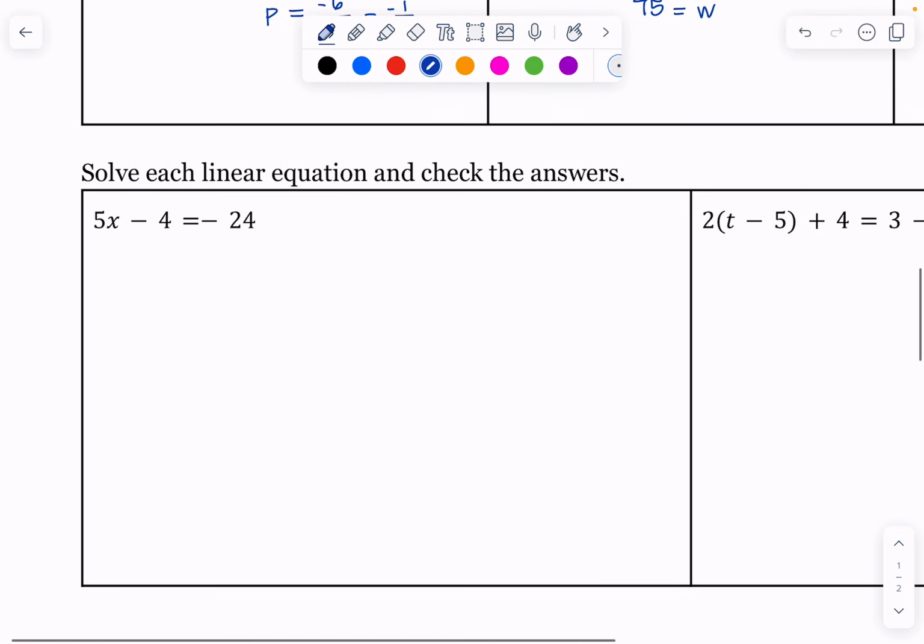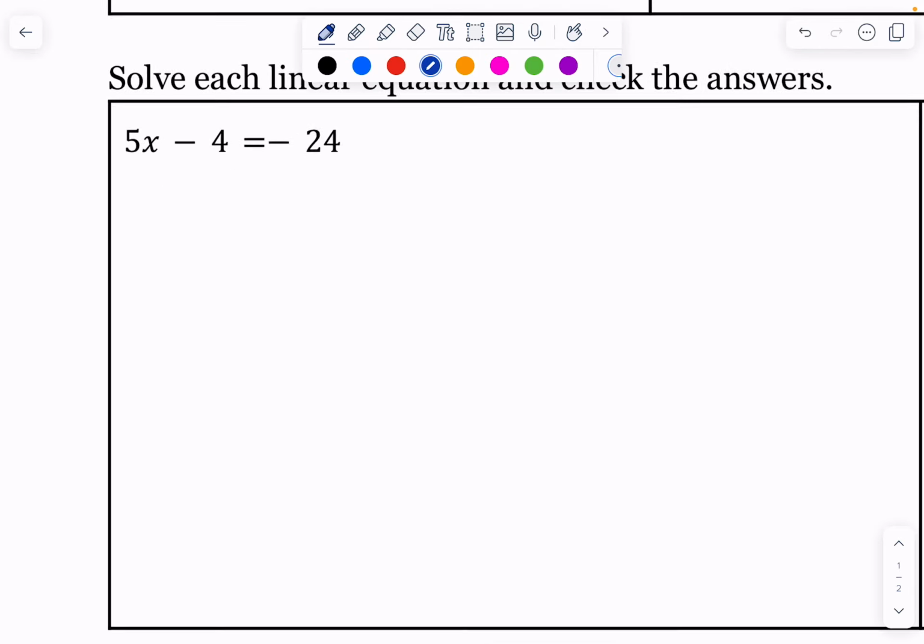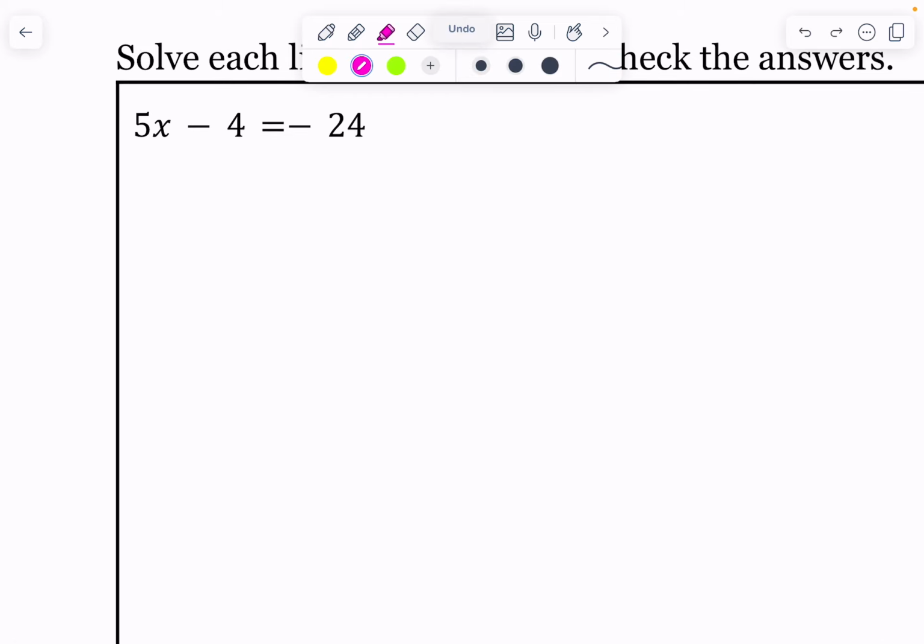This next section says solve each linear equation and check the answers. So we're trying to isolate the variable, and we want to move what's furthest from the x first. So if you notice, the 5 here is touching the x and the 4 is separate, so we're going to move the 4 first. And by doing that, we're going to try to make it equal to 0. So if we add 4, these would cancel out to 0.